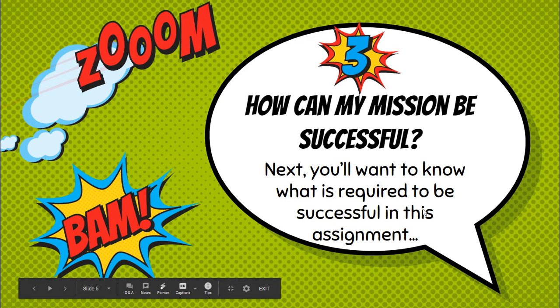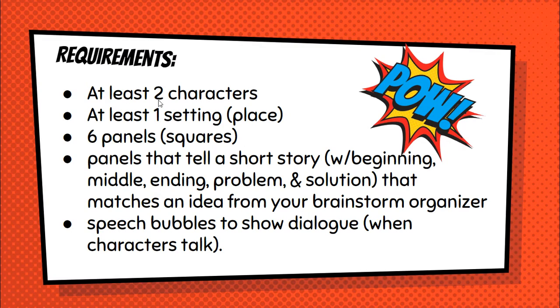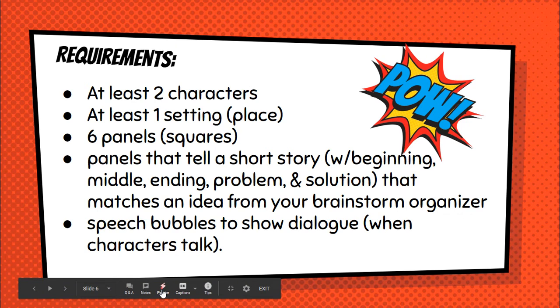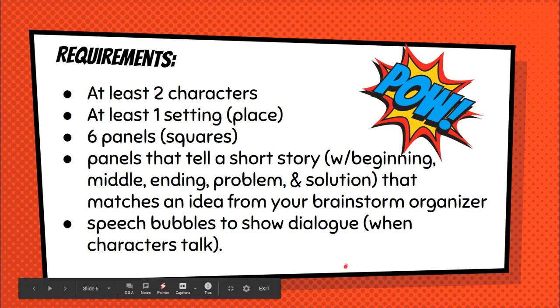Okay, and then how can my mission be successful? So next you'll want to know what is required to be successful in this assignment. How will you get full credit? Well, you'll get full credit by giving at least 2 characters, by having 1 setting, 6 panels or squares, and if you have 5, maybe you're having trouble getting 6, 5 is fine, 6 is fine as well. Panels that tell a story with a beginning, middle, ending, problem, and solution that match the idea from your brainstorm organizer. And it needs to go in sequence, in a sequential order. And then speech bubbles to show dialogue when your characters talk.